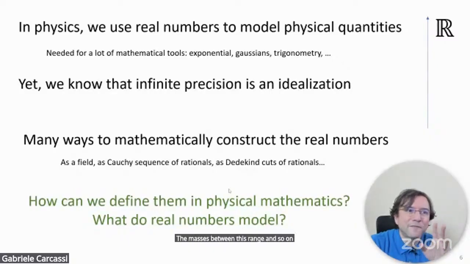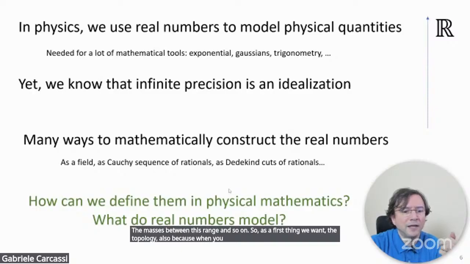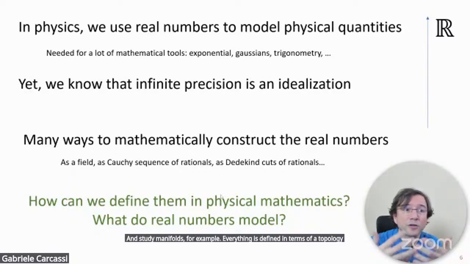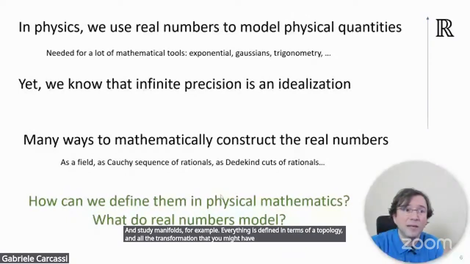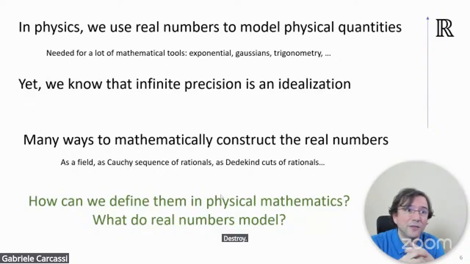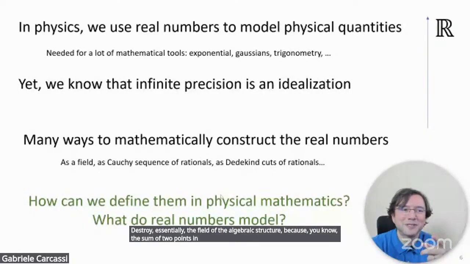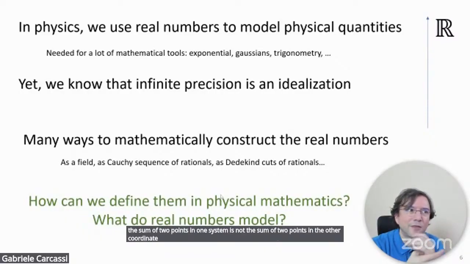So as a first thing, we want the topology, also because when you go and study manifolds, for example, everything is defined in terms of a topology, and all the transformations that you might have are not going to be linear transformations. And so they're going to essentially destroy the field, the algebraic structure, because the sum of 2 points in one system is not the sum of 2 points in the other coordinates. So really the field structure is not the correct one. So what is the correct one?